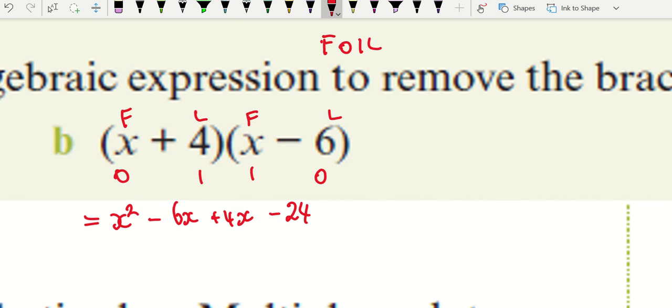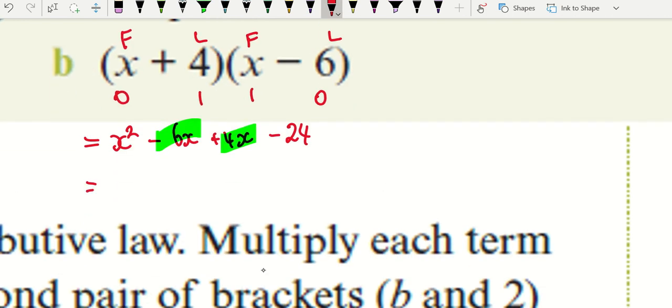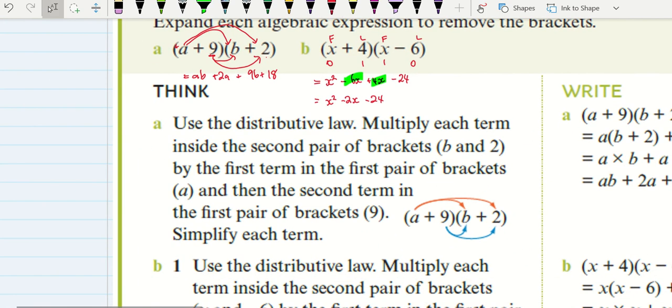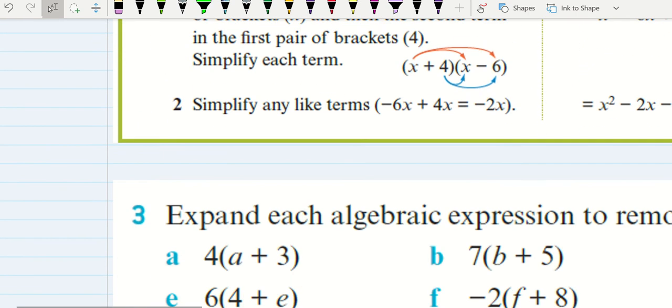Now you can see here that I've got two like terms. This negative 6x and this positive 4x. So I can simplify this down. And that just becomes x squared. Now, negative 6 plus 4 equals negative 2x. And then I add the negative 24. So that's those two simplified.